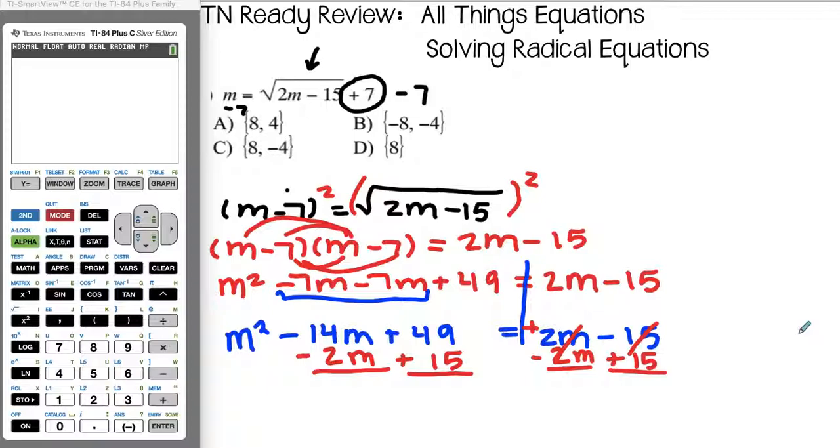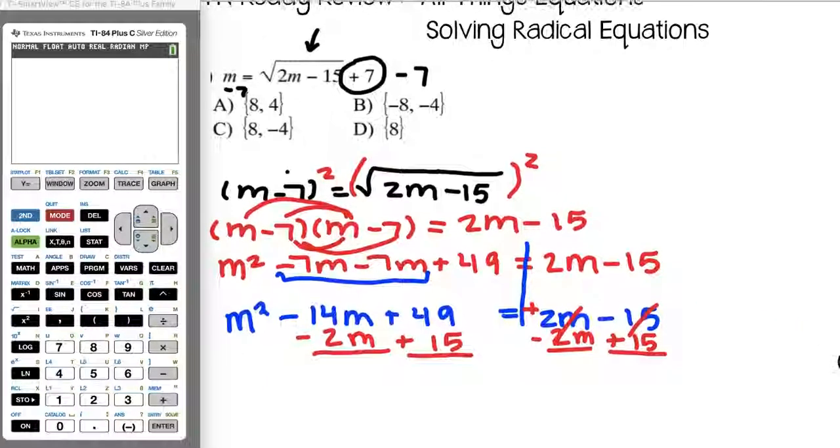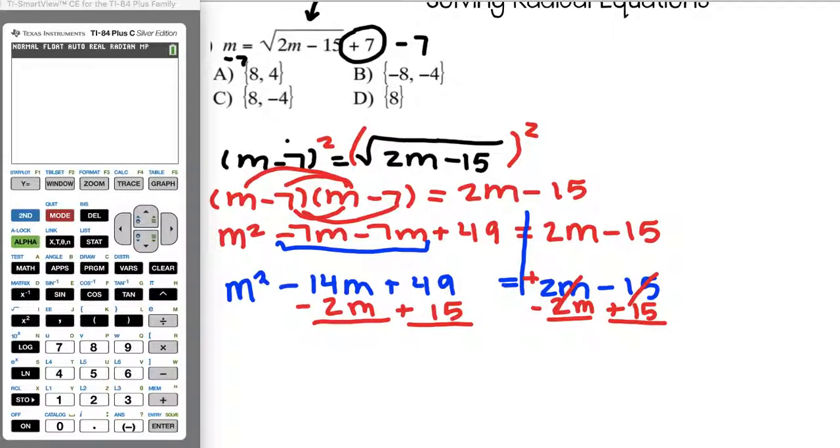Okay, so now I am looking at my equation. I'm doing pretty good. I know it may not feel like it, but you are. So I didn't change the m squared at all. I know that this is going to turn into negative 16m, and then I know that this is going to be plus 64 is equal to 0.